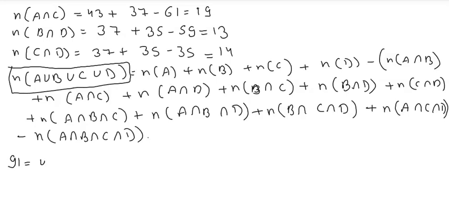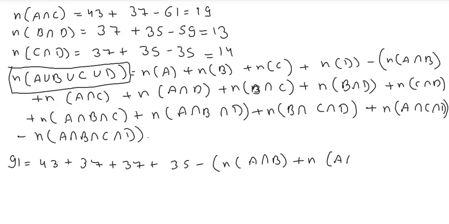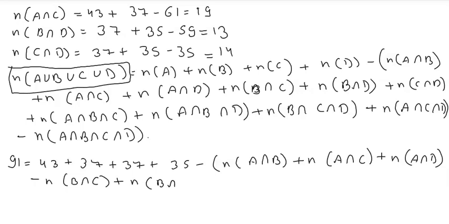91 is equals to 43 plus 37 plus 37 plus 35 minus N of A intersection B plus N of A intersection C plus N of A intersection D minus N of B intersection C plus N of B intersection D plus N of C intersection D, which is equals to 5 plus 4 plus 3 plus 6 minus 1.